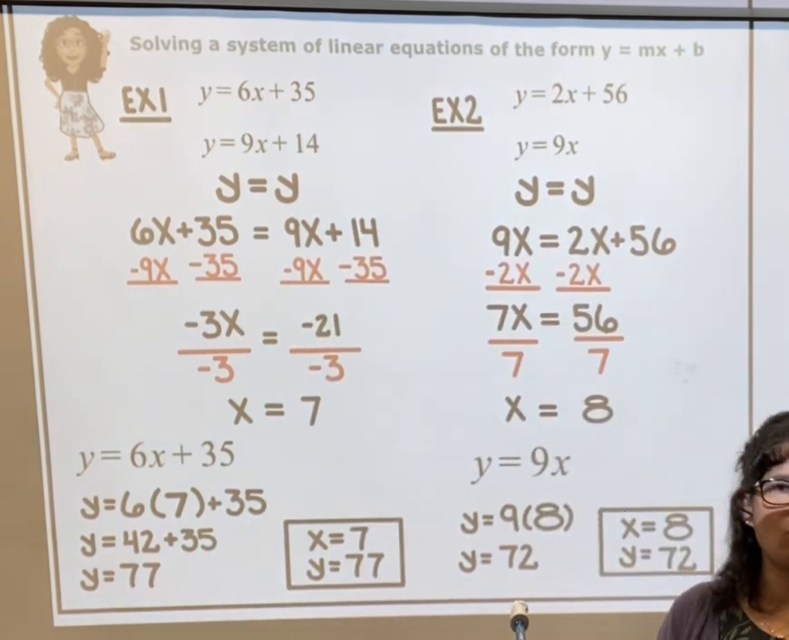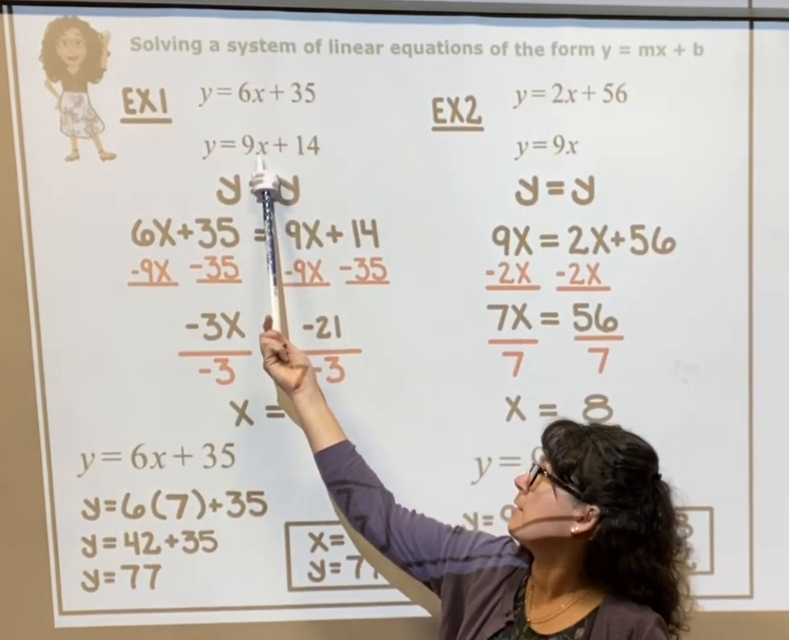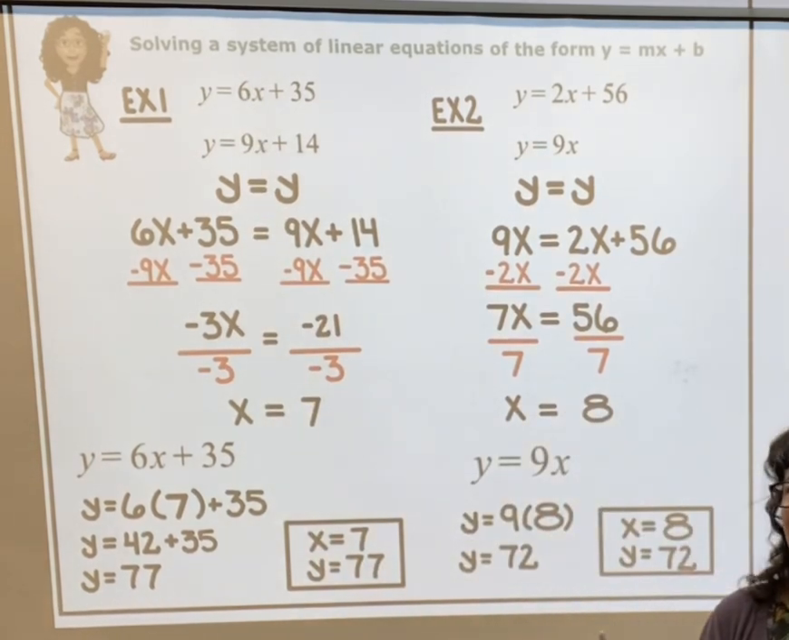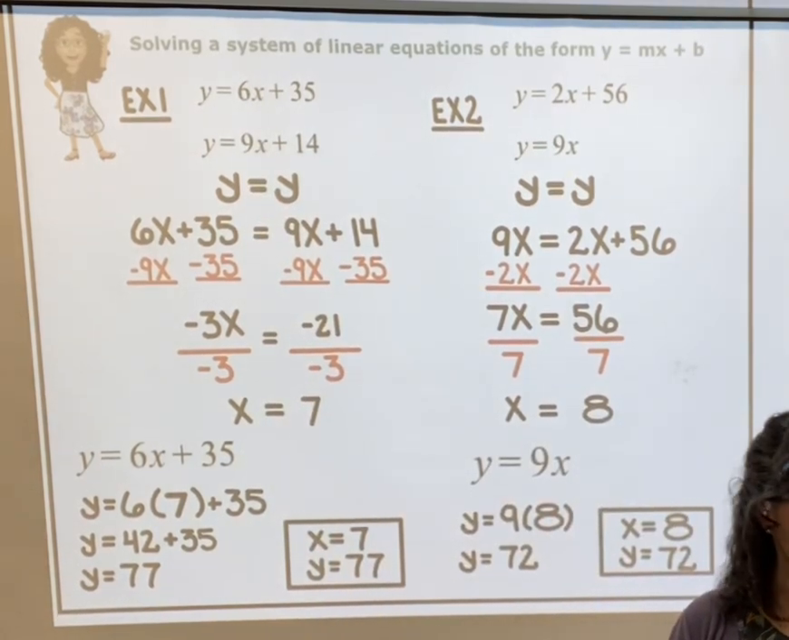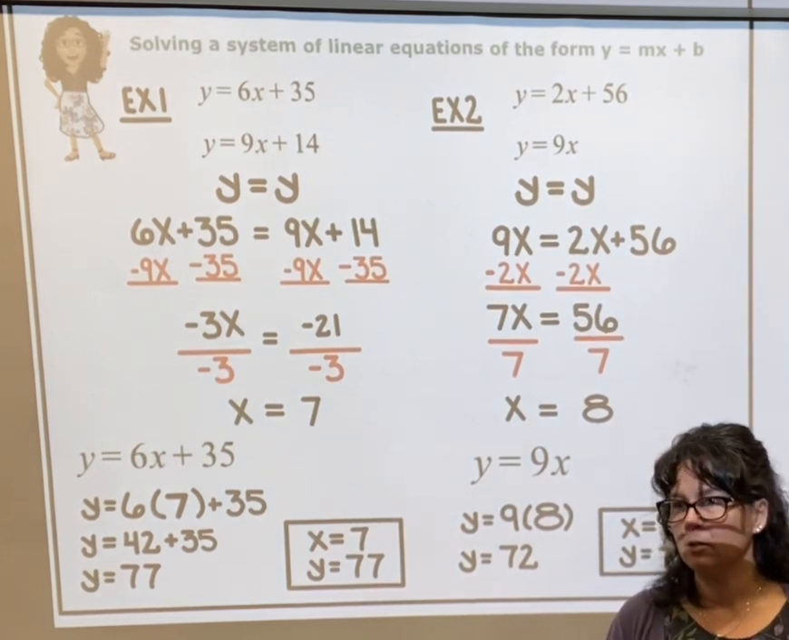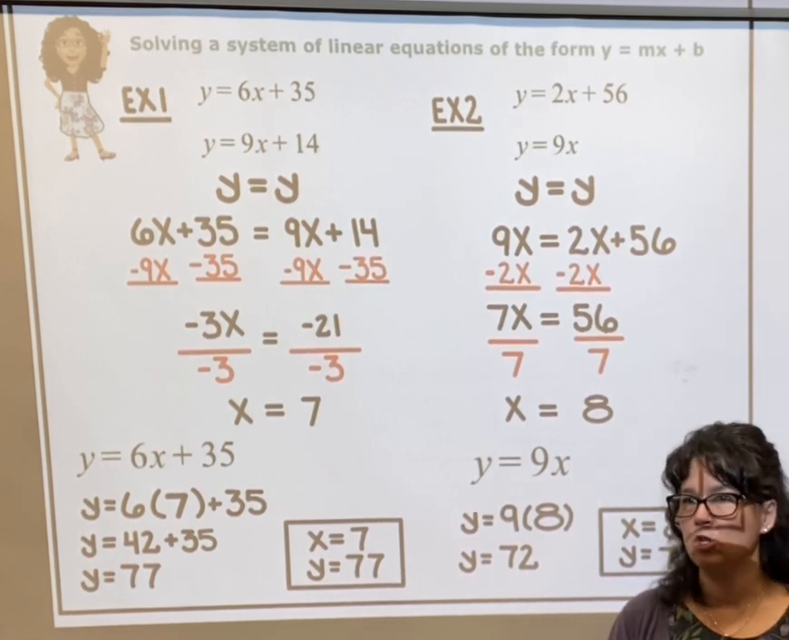Okay, so I'm going to say that one more time. If at the very beginning you notice that both of the numbers in front of x are the same number, that means they have the same slope, and lines with the same slope are parallel, they will never cross. So before I do any work at all, I would already know that it's no solution.